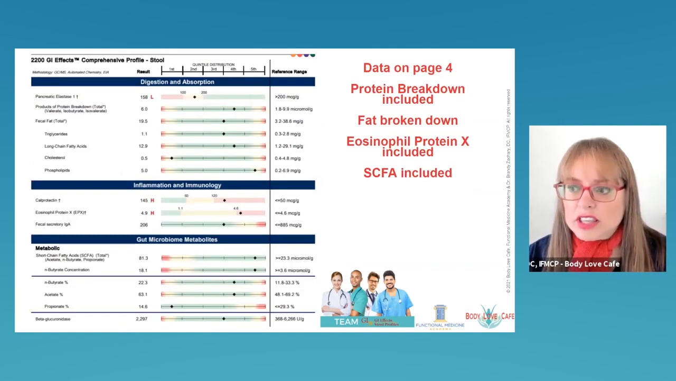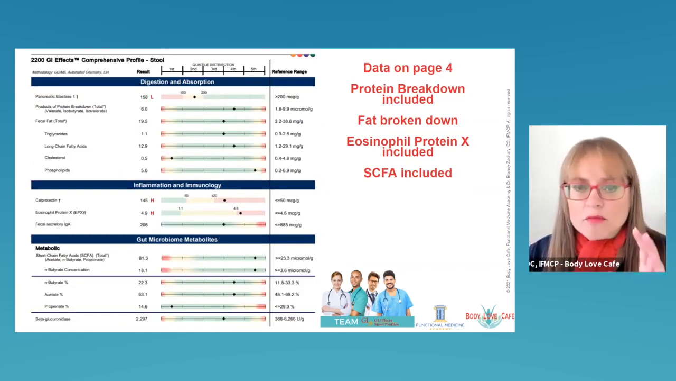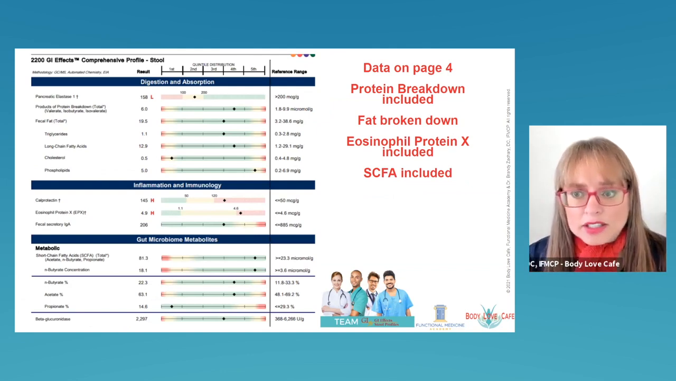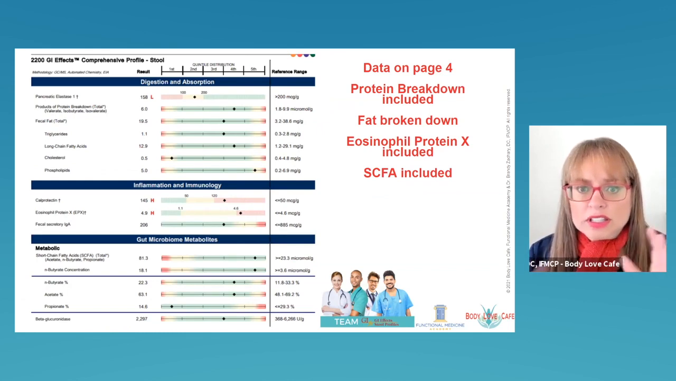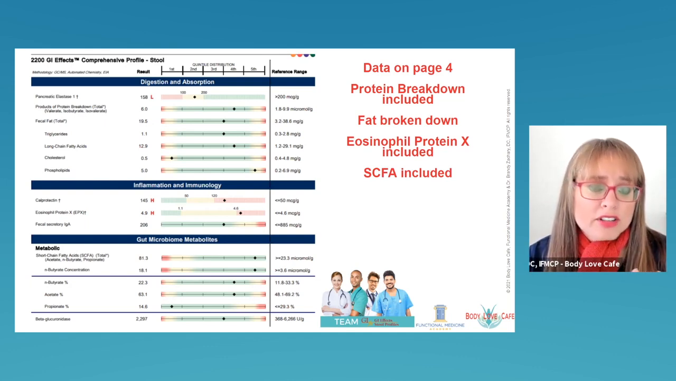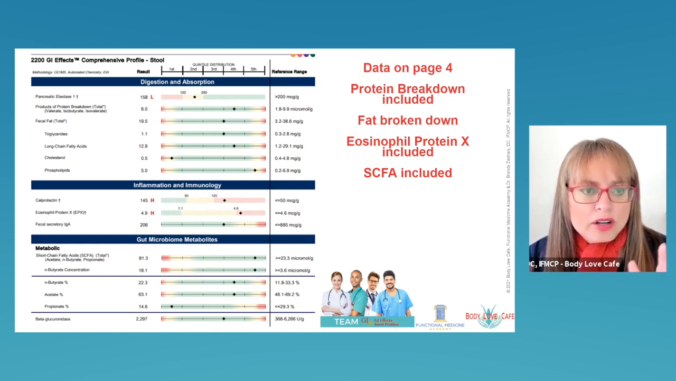So now you start seeing the markers. You're going to see some of the same markers, Team GI Map and Team GI Effects. The ranges might be a little bit different and the testing method is different. So make sure you know and you're comfortable with your choices and your reasoning why. Some of the things to keep in mind on here, protein breakdown is included. I like that. If someone's protein breakdown is high, why do you care to know that?